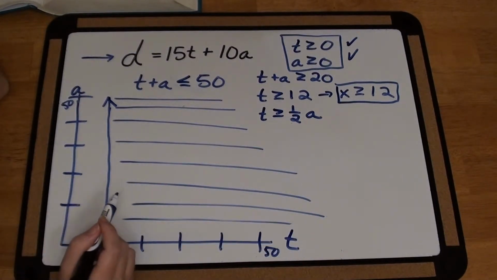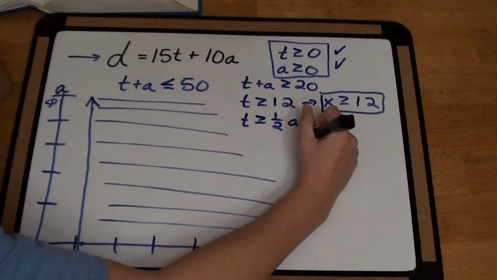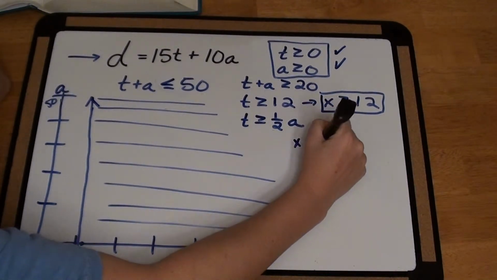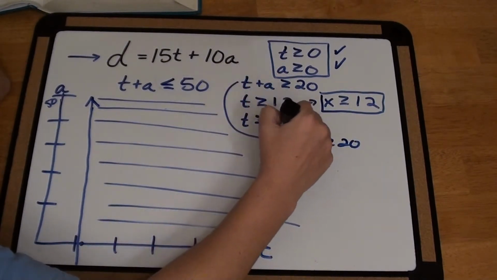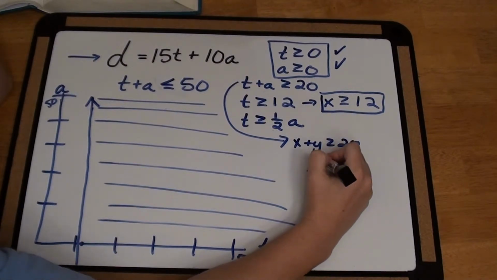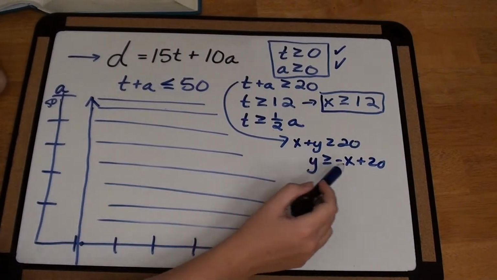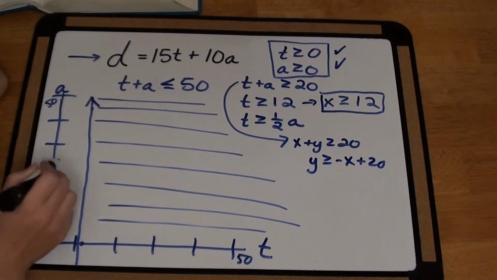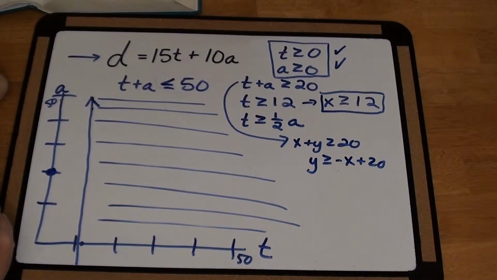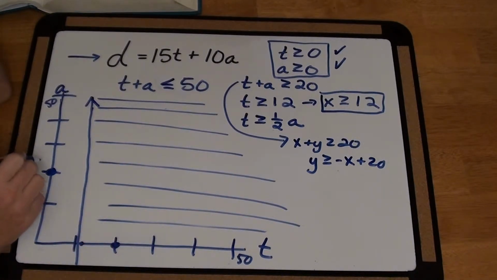Now, if this really were x's and y's, and I had t plus a, or x plus y has to be greater than or equal to 20, it's easier to graph this. I'm doing this one right here. If I put it like we normally have it, y is greater than or equal to negative x plus 20. So my intercept is 20 on this here, and my slope is negative 1. So I'm going to end up going straight down here, 1 to 1. It has equals, so I'm going to have a solid line.